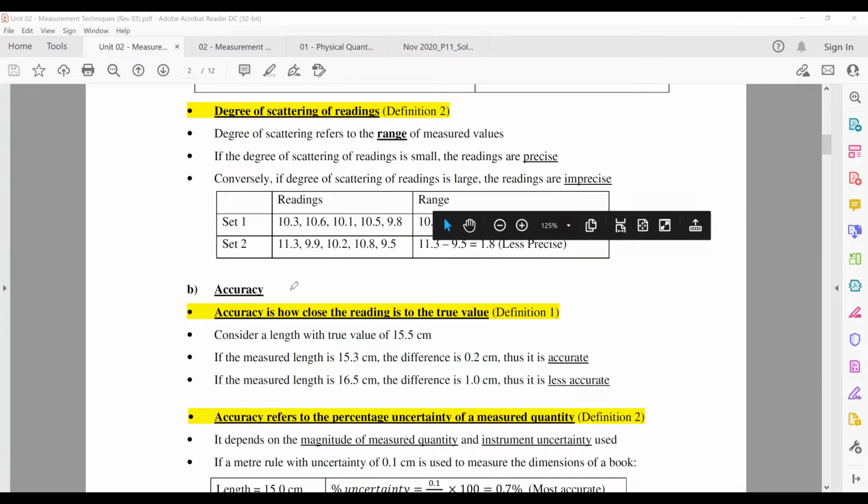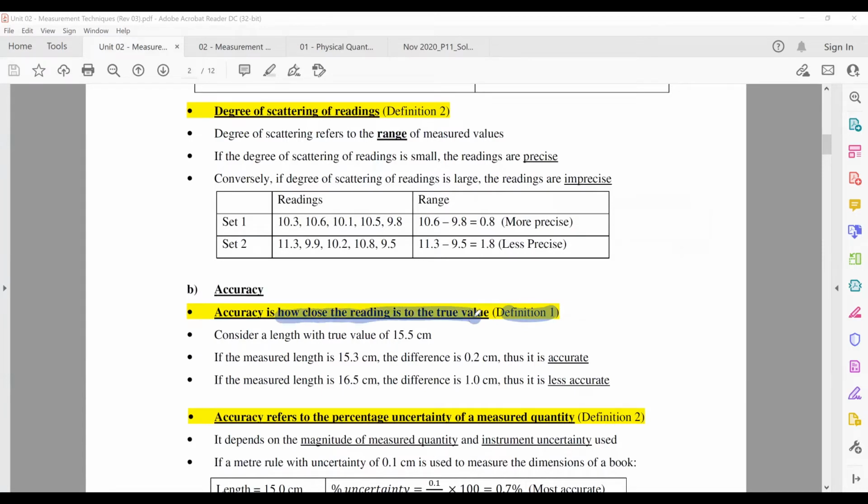Now, the first definition of accuracy is something you are most familiar with. It talks to you about how close your reading is to your true value. Let's say you have a pen whose true value is 5.5 centimeter, you take measurements using a ruler or some other suitable instrument, and you found out that you have 15.3 and 16.5. Now, we will say that 15.3 is actually the more accurate reading. The 16.5 is actually the least accurate.